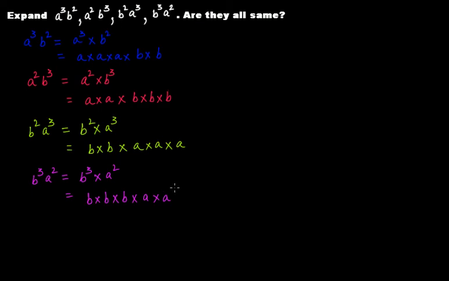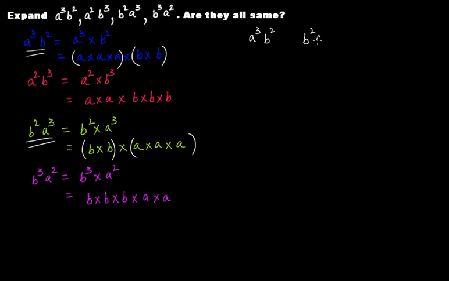Now look at the first one, if we put a's together and b's together. You can clearly see that here we are multiplying a 3 times, here also we are multiplying a 3 times, and here we are multiplying b 2 times, and here also we are multiplying b 2 times. So clearly these two are actually equal. That is, this one is a cubed b squared, and this is b squared a cubed.